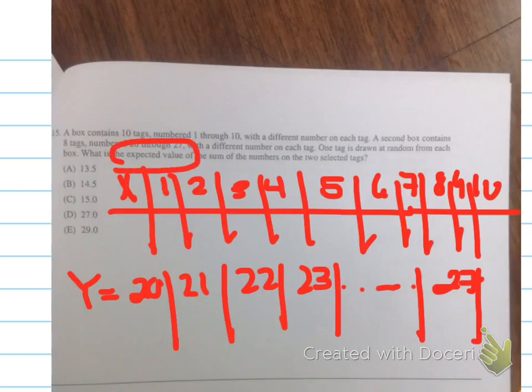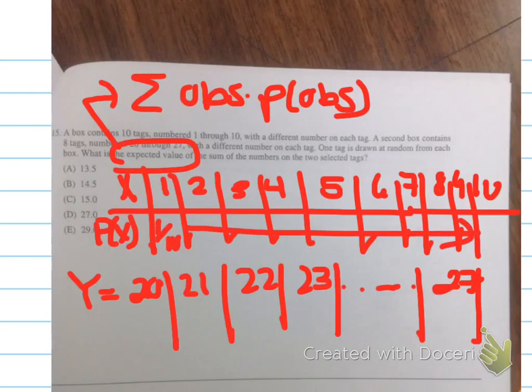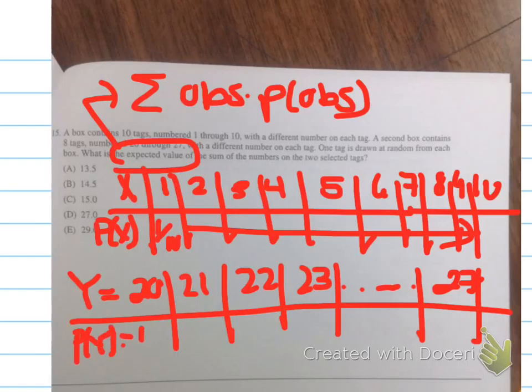Expected value, in your calculator or using hand, is the sum of your observations times your probability of that observation. Well, let's talk about the probability then. The probability for each value here is 1/10, straight across. The probability for here is 1/8, straight across.